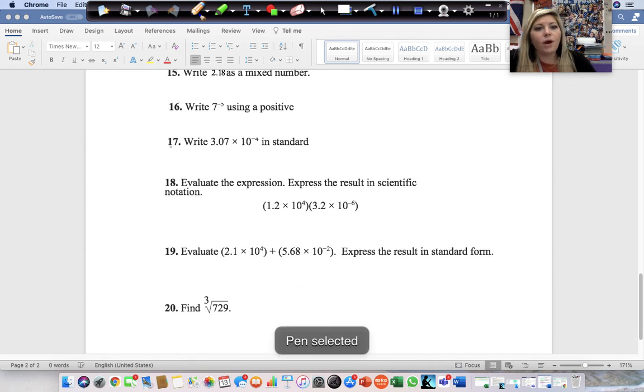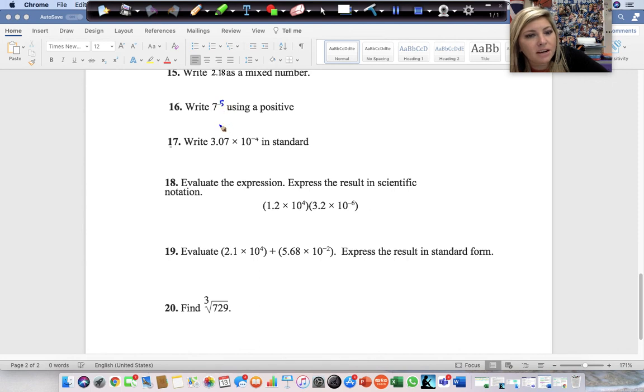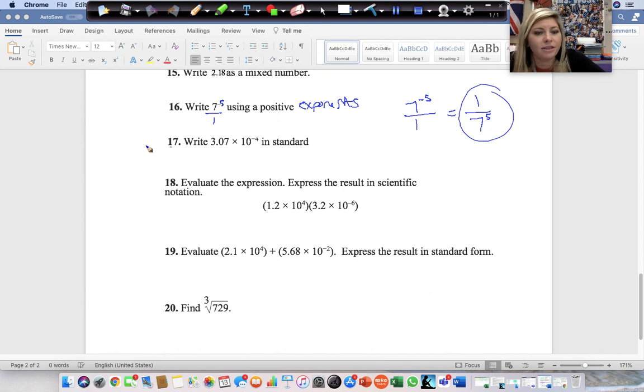Okay, write 7 to the negative 5th power using a positive exponent. I think I put to the negative 5th power. Sorry, there were a lot of typos here. So, again, if you are wanting a positive exponent or the opposite exponent, you want to flip it over the fraction bar. So right now it's 7 to the negative 5th over 1. Even if there's no 1 underneath it, it's understood to be over 1. Okay, so then we need to get a positive exponent, so we are going to flip it over the fraction bar. So now it's 1 over 7 to the 5th power.